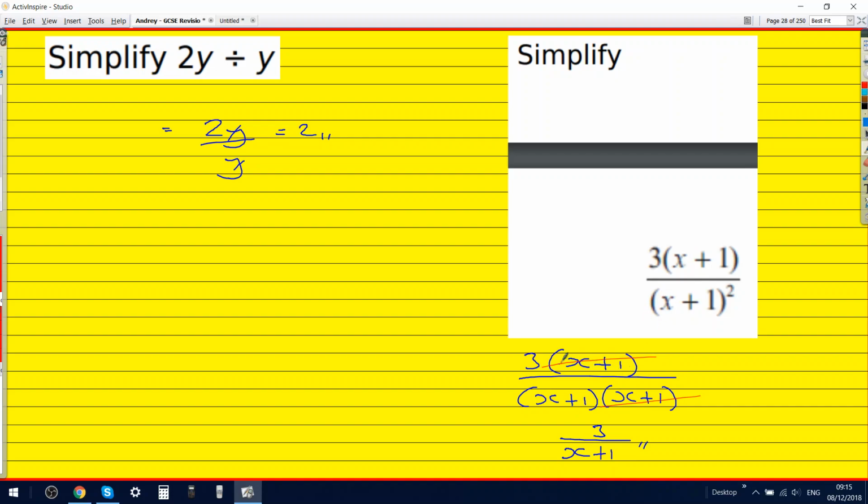And so when you're simplifying algebraic fractions, you go the opposite way. You fully factorize the top, fully factorize the bottom. Yeah. And in this case, it was already fully factorized. Okay.